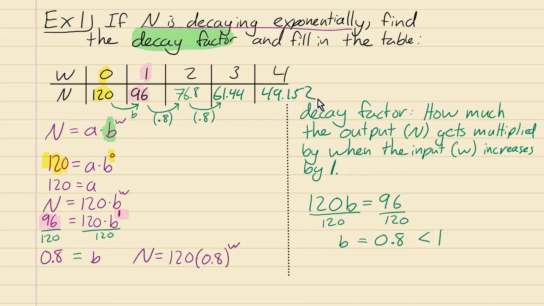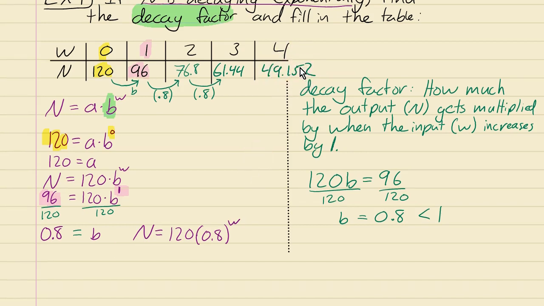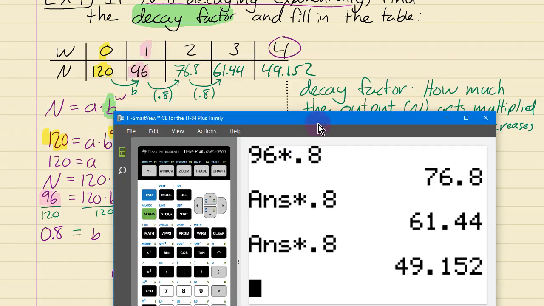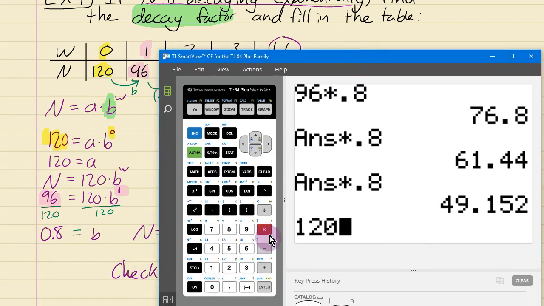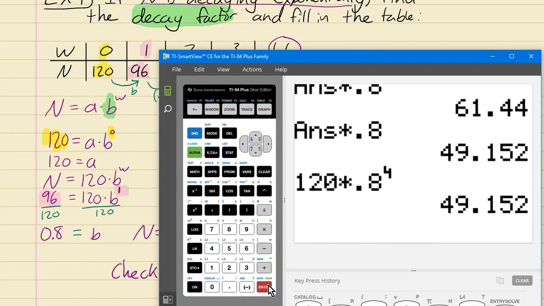So that works using the short way I did here, but you could also do it with the long way, which is going to be important sometimes as well. And you could check that this works. Like if I want to make sure I get the same 49.152, we do n equals 120 times 0.8 to the power 4, because we're at w equals 4, and see what we get. 120 times 0.8 to the power 4 is the same thing. So that also works.